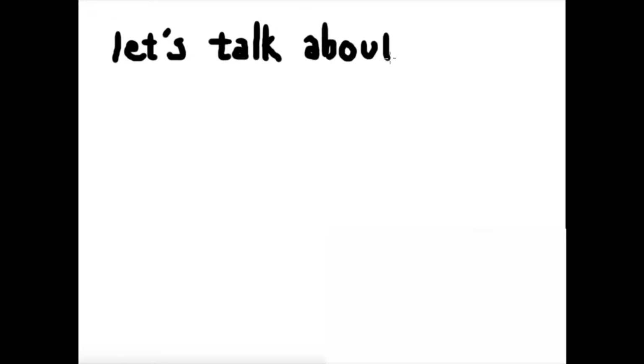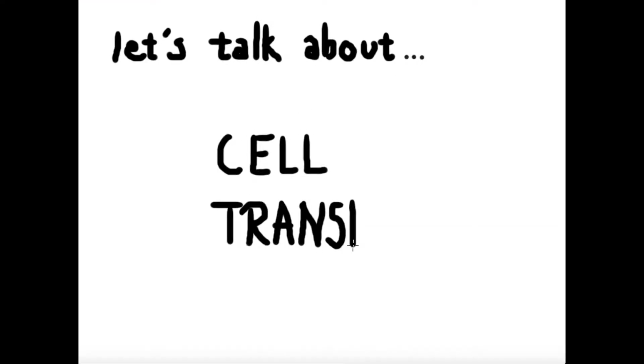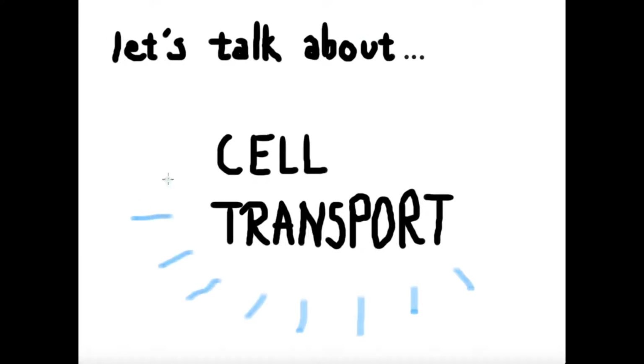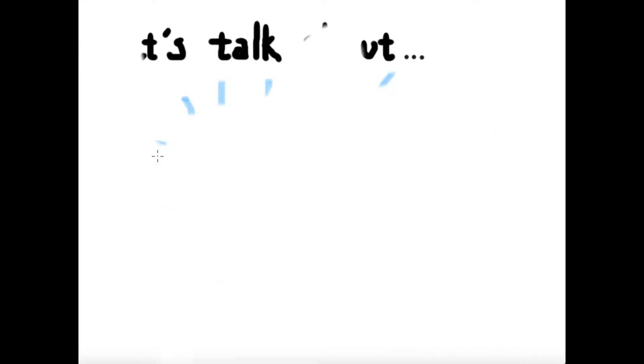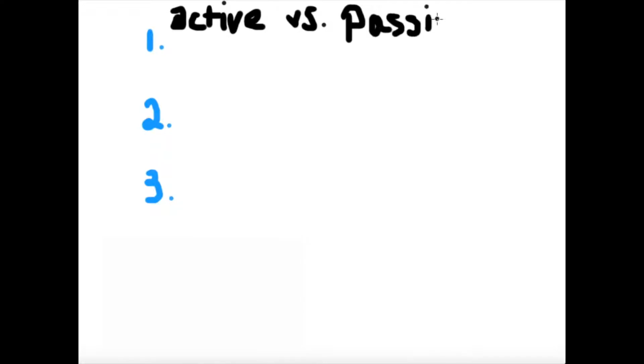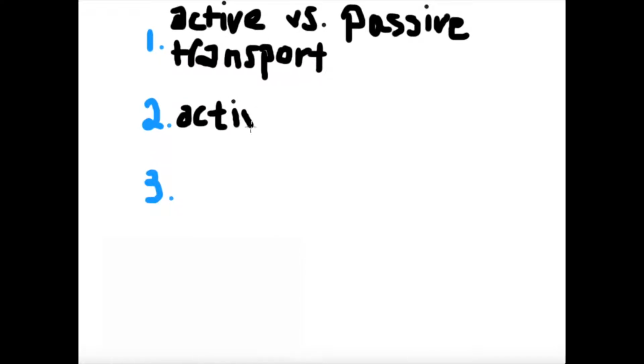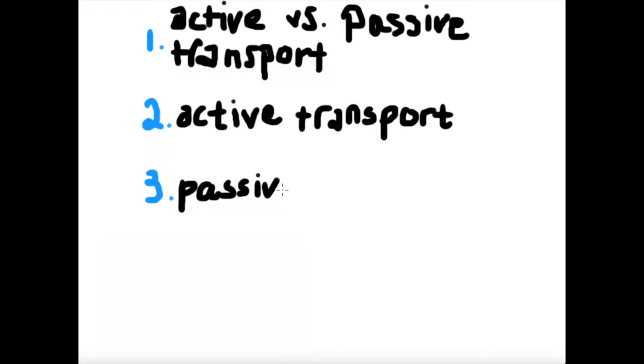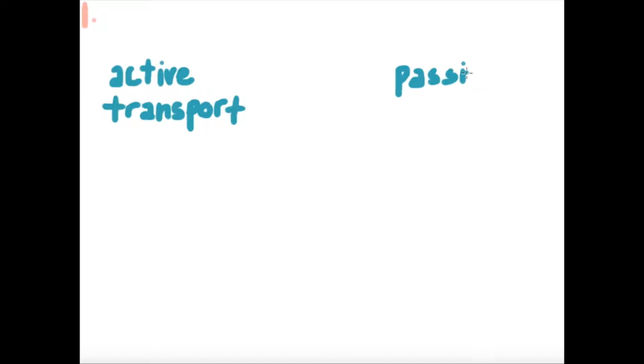Hello, today we're going to be talking about cell transport. Cell transport is the movement of materials into and out of the cell via the cell membrane. The main topics we'll be going over in today's video are active versus passive transport, types of active transport, and types of passive transport. So cell transport can be divided into two main categories: active transport and passive transport.